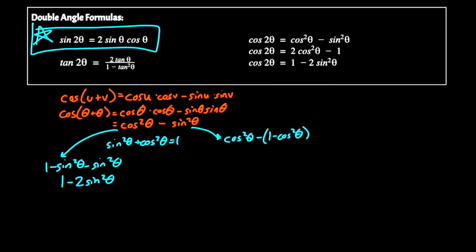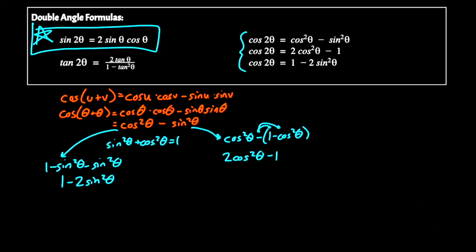And now I just have to simplify this. So distributing the negative 1 in would make this a negative 1 and a positive cosine squared. So if I have two of these positive cosine squareds, I'll write that out. 2 cosine squared minus 1. And that's that second identity. So these are all saying the same thing. They're kind of interchangeable. It's just sometimes one will be more useful than the other, depending on if we want to work with both cosine and sine, or just cosine, or just sine.